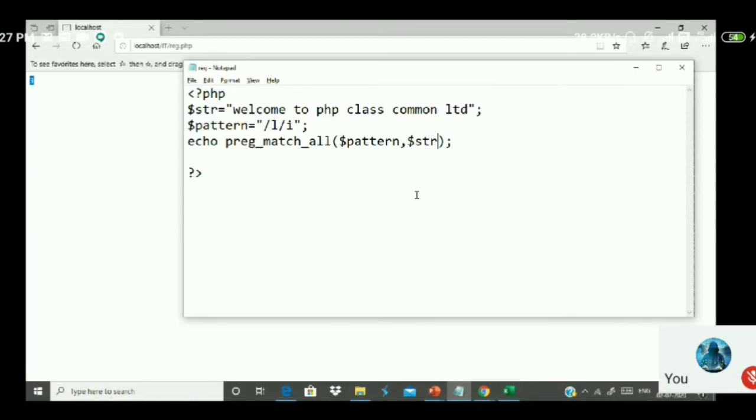Sir, is there a way to print those matched words? Yes, I will tell you. Just now we are going for that. There is also another way. You can put them inside an array and print it. I'll tell you, no issues.